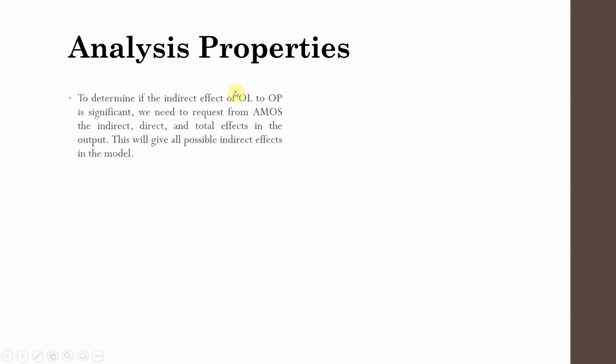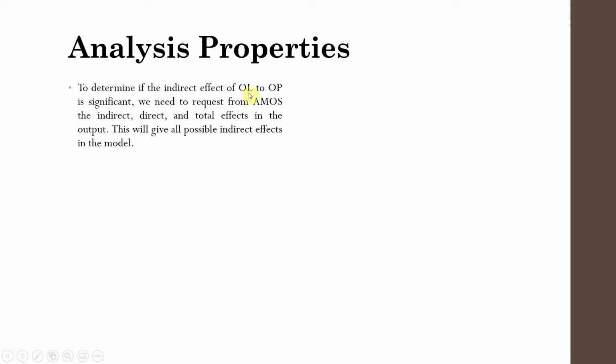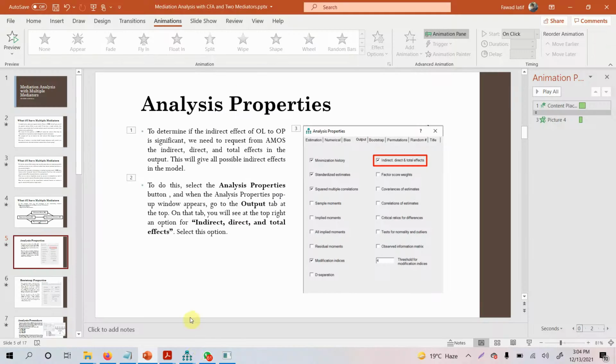The first thing that we need to do is to have proper analysis properties. To determine if the indirect effect of OL to OP through these mediators is significant, we need to request from AMOS the indirect, direct, and total effects in the output. This will give all the possible indirect effects in the model. How to do this in AMOS?